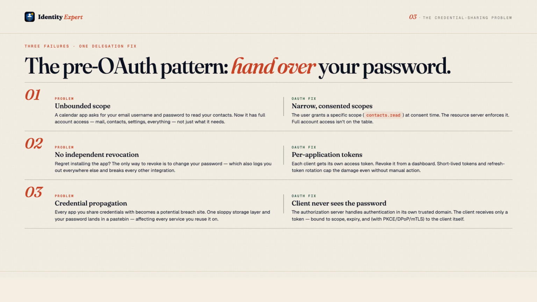Second, revocation. To remove the app's access, you change your password, but now every other app you authorized and every device you're logged into breaks too. It's all or nothing. Third, breach amplification. Your password is now in the app's database. If that app is breached, your credentials are exposed, and since most people reuse passwords, the blast radius extends to every other site. OAuth 2 solves all 3 by replacing credential sharing with delegated token issuance. The app gets a token. The token has a scope. The token can be revoked. Your password was never on the wire.